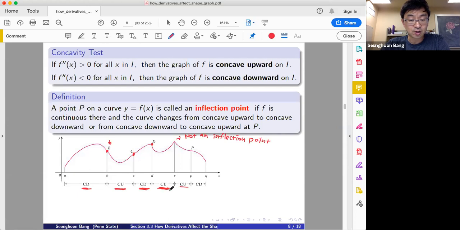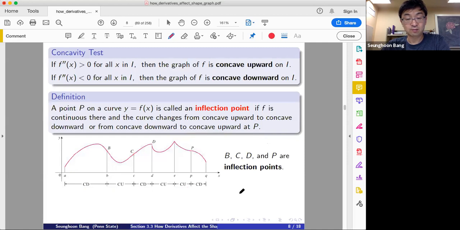Concavity doesn't change. Last one, P. Concave up to down. Concavity changes. We have the 4 inflection points here.